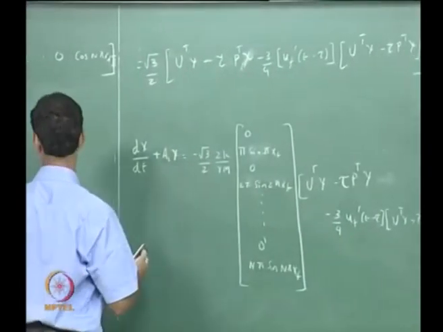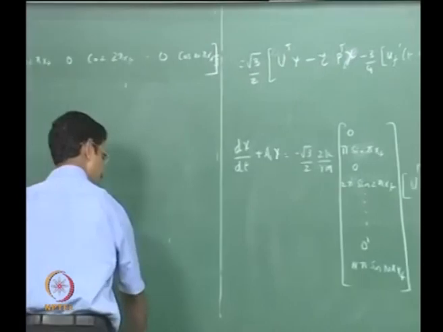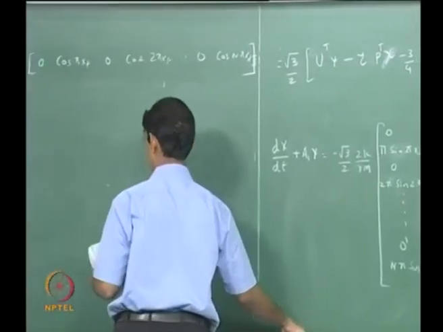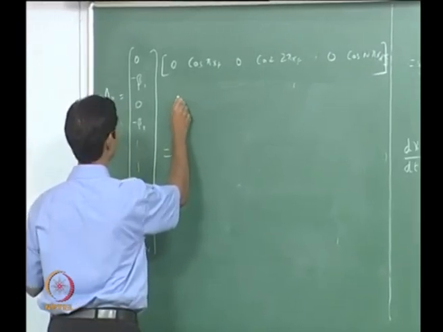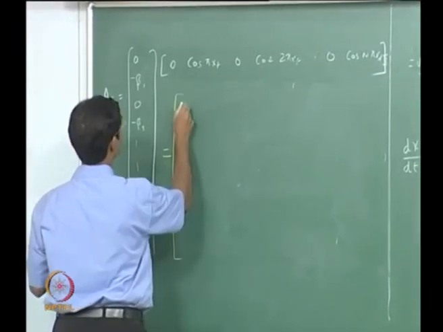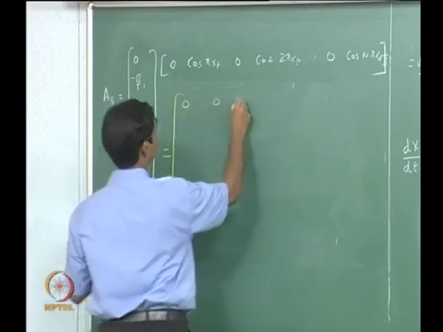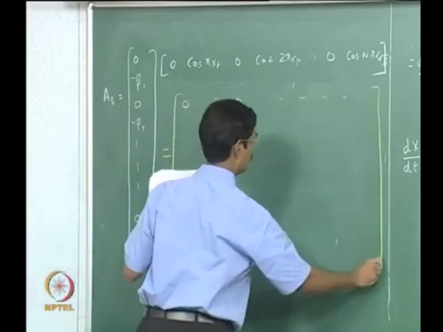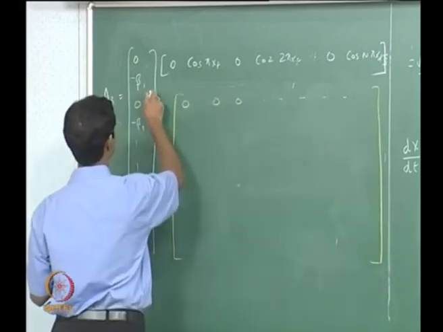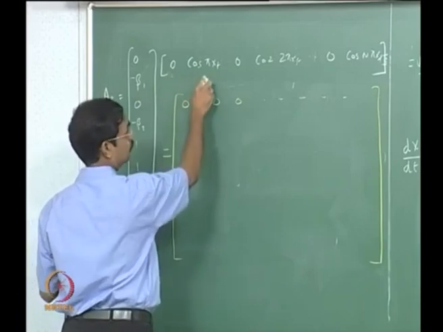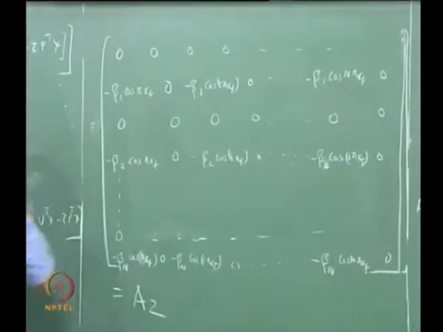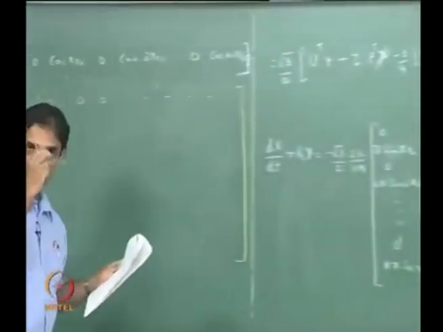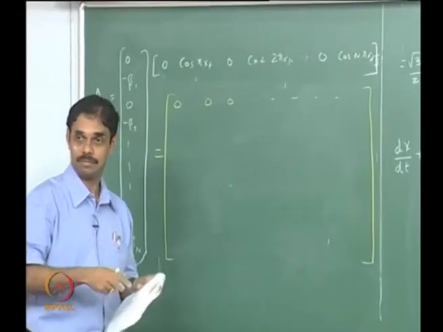So I will assemble this. I will try to do it here itself with another color. So this equals, first term will be 0, 0. Next, the first term will be 0, the next term will have a term. That is different from here, where the first term has stuff and the next term is 0. That is because U transpose and P transpose have alternate sets of terms.